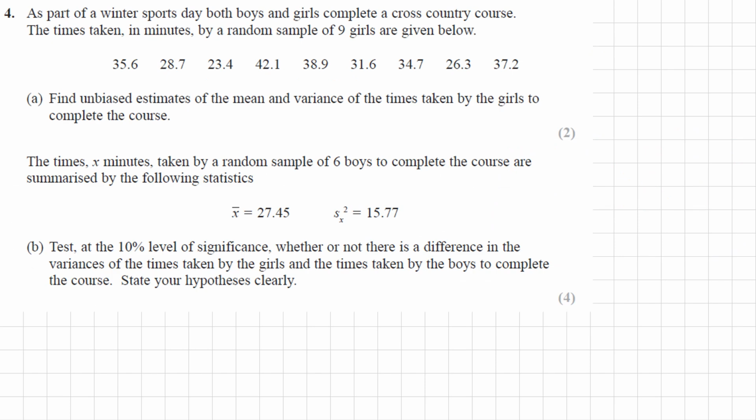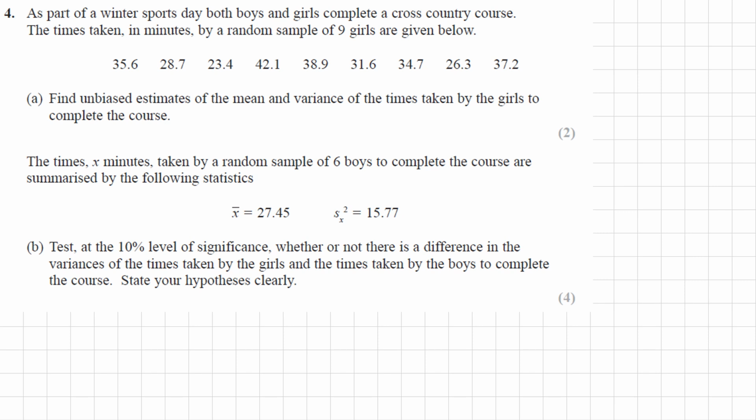Question number 4. As part of a winter sports day, both boys and girls complete a cross-country course. The times taken in minutes by a random sample of 9 girls are given below. And we've got 35.6, 28.7, 23.4, 42.1, 38.9, 31.6, 34.7, 26.3 and 37.2. Part A, find unbiased estimates of the mean and variance of the times taken by the girls to complete the course.